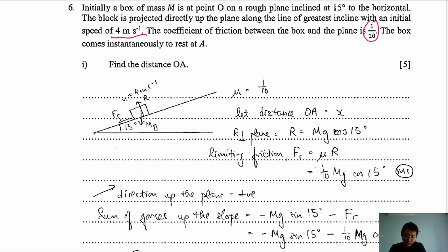At A, the box comes to instantaneous rest. So you can imagine that at point O, the box is still moving with a speed of 4 meters per second. When it reaches A, the box will stop for a moment before it slides down again.